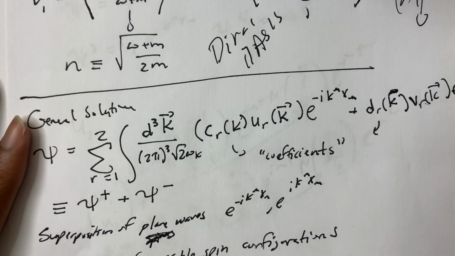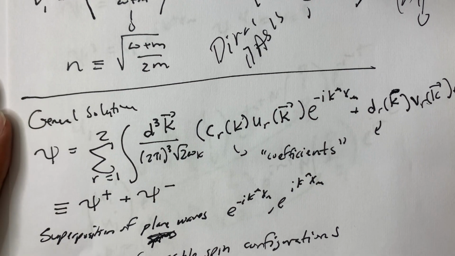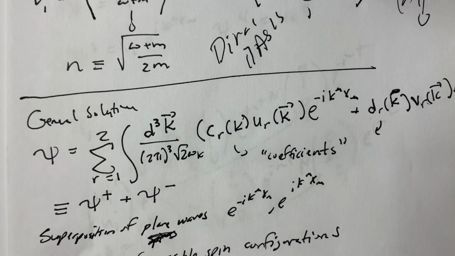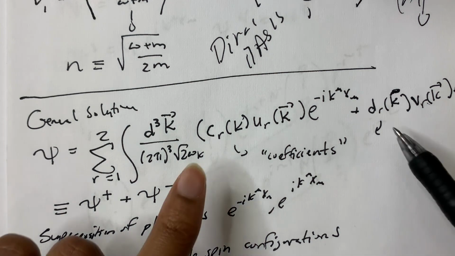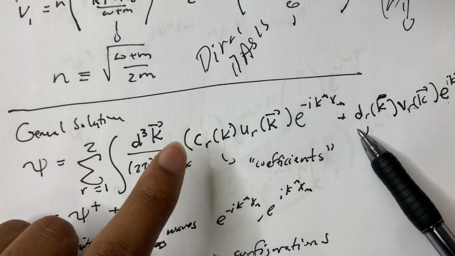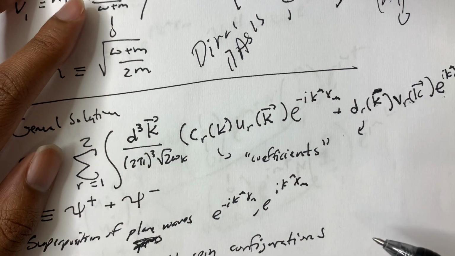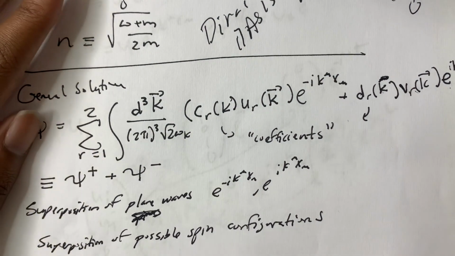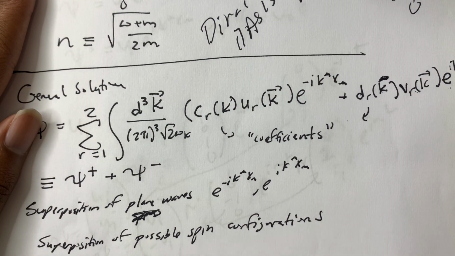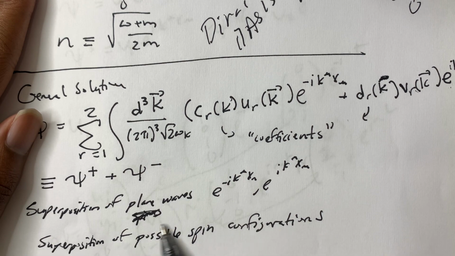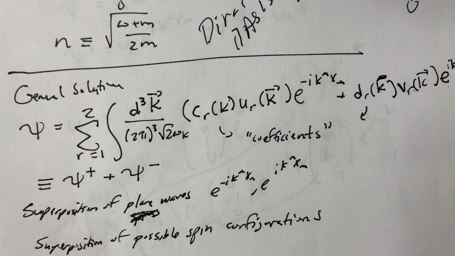So yeah, that's all for today's video. I wanted it to be shorter, but I guess we ran a bit over time. Also, these are coefficients. These would be momentum functions. And these are just solutions of possible spin configurations in the superposition of the plane waves. And that's all for today's video.